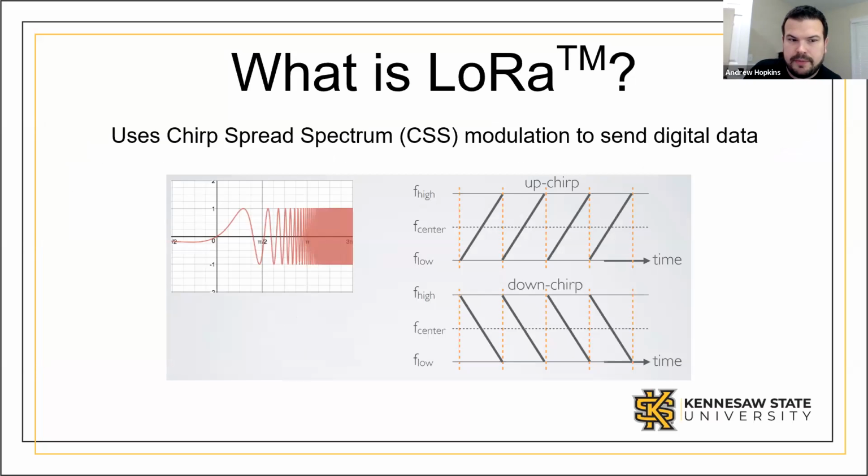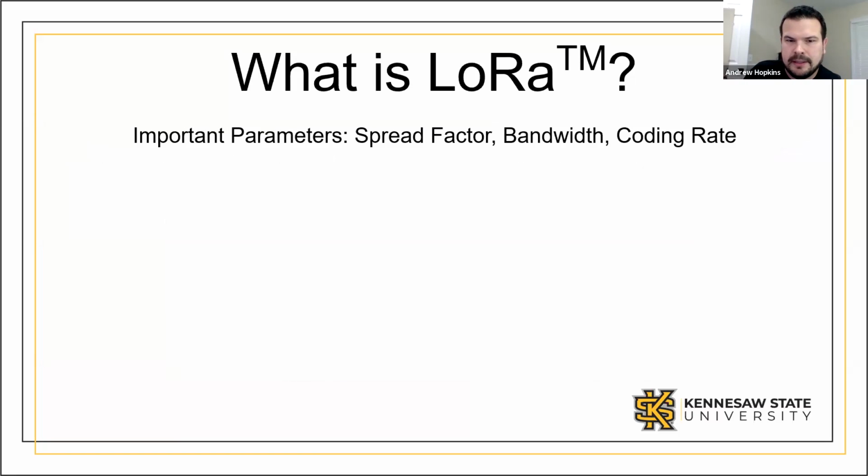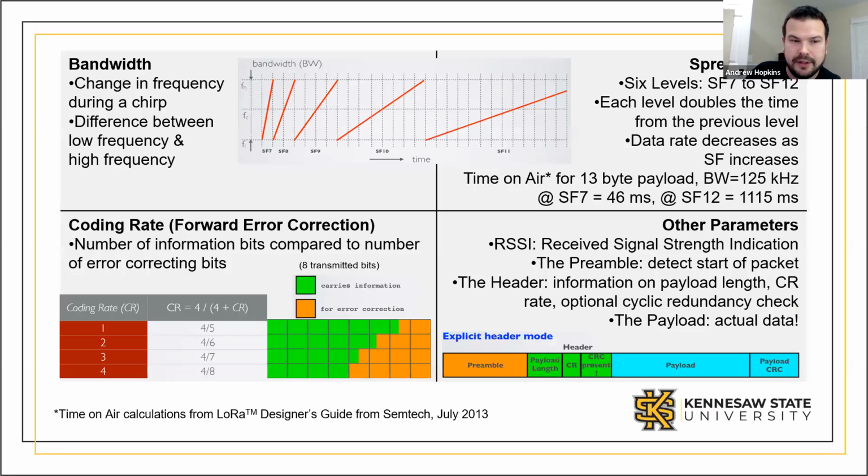LoRa does use a chirp spread spectrum modulation to send digital data. The only thing I want you to take away from this is that it modulates the data with a series of up chirps and down chirps, where it takes the frequency and moves it from a low frequency up to a high frequency centered around the carrier frequency. Some important parameters that need to be understood for this research are the spread factor, the bandwidth, and the coding rate.